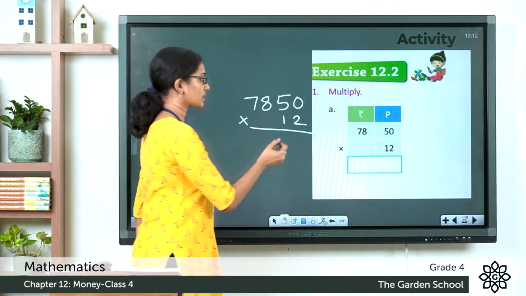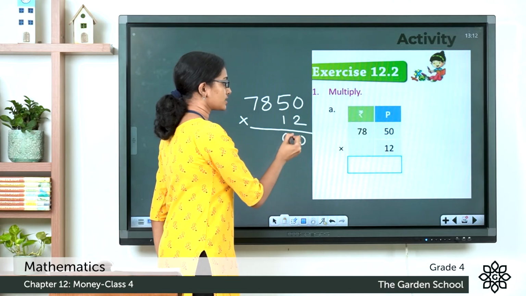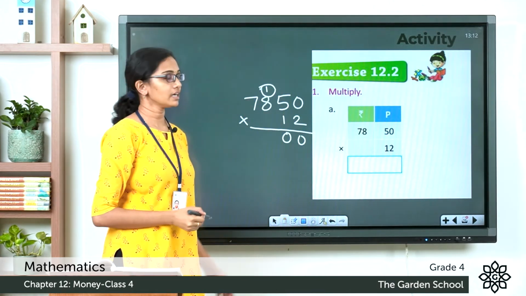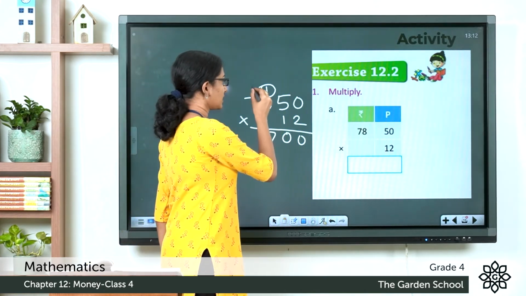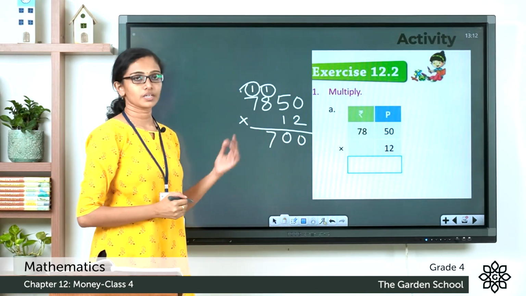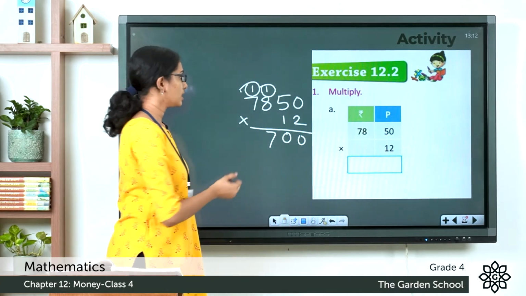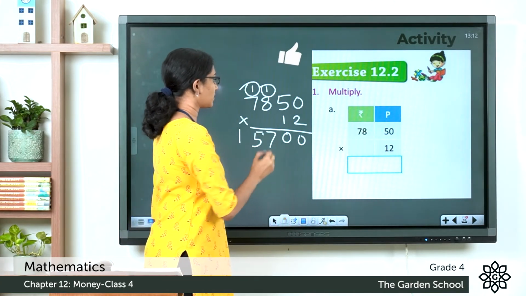Now, 2 into 0 is equal to 0. 2 into 5 is equal to 10. A carry over 1 here. Now 2 into 8 is equal to 16 plus 1, 17. A carry over 1 here. 2 into 7 is equal to 14 plus 1, 15. We have got the first product.